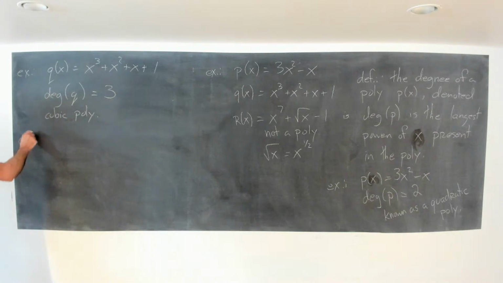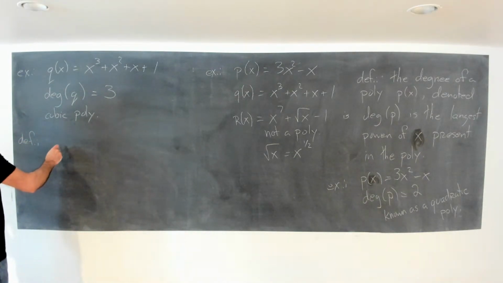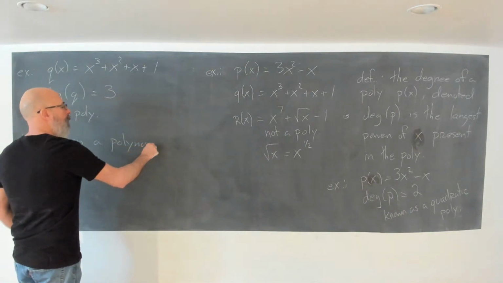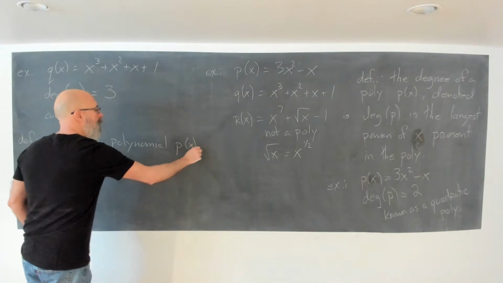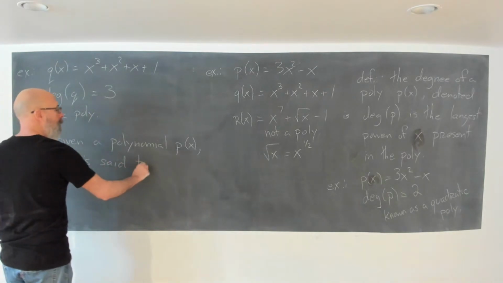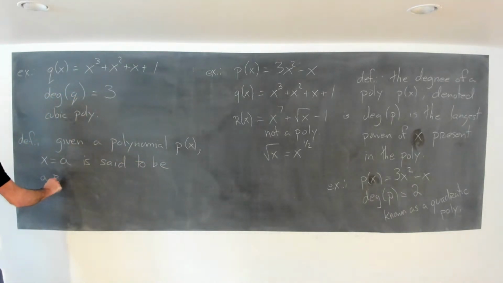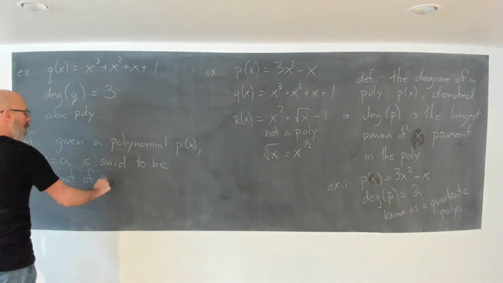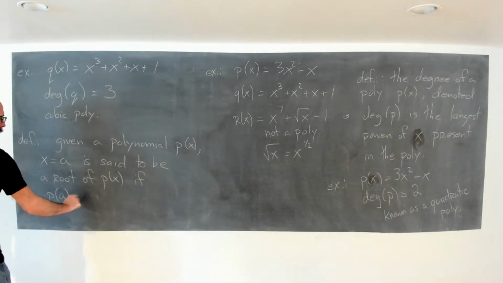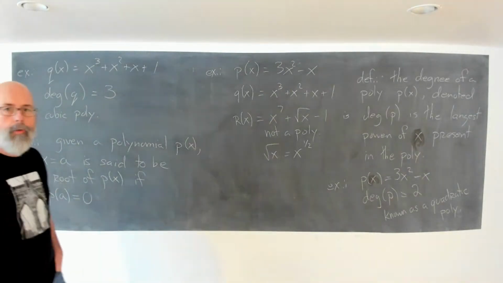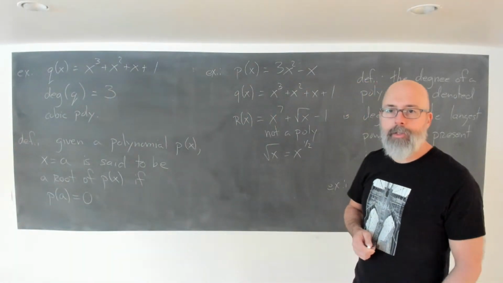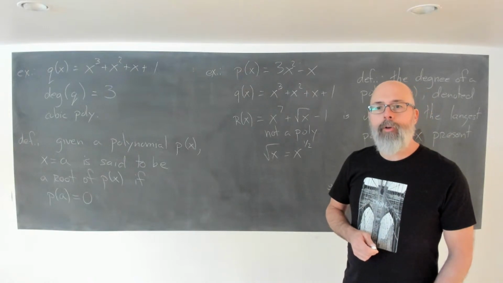Definition. Given a polynomial p of x, x equals a is said to be a root of p if p of a is equal to 0. So a root, sometimes referred to as a zero, of the polynomial.